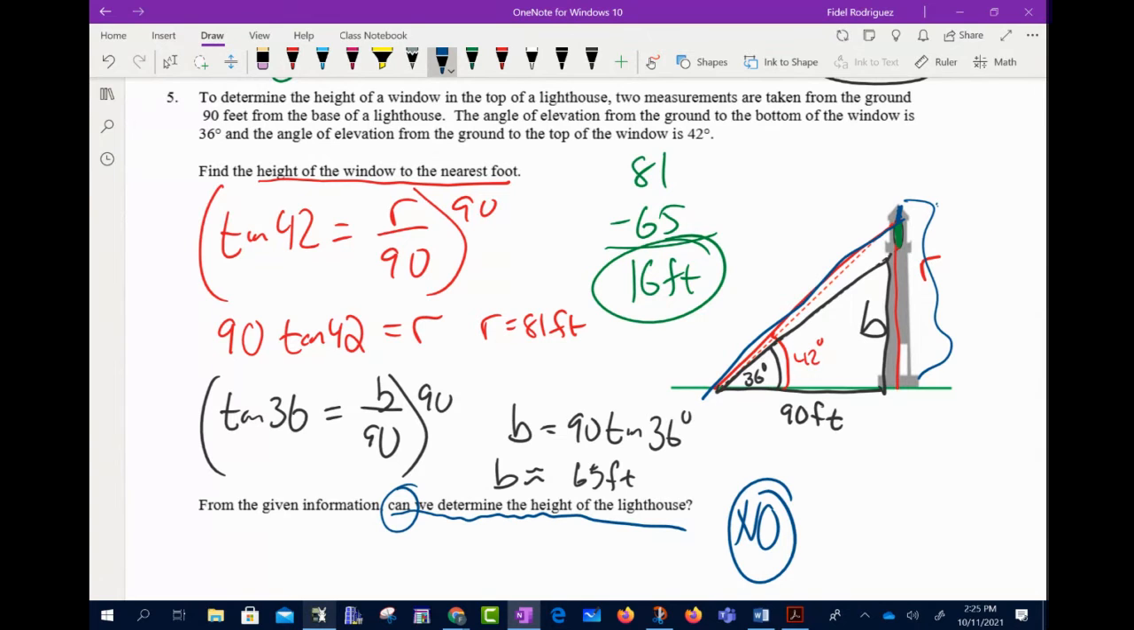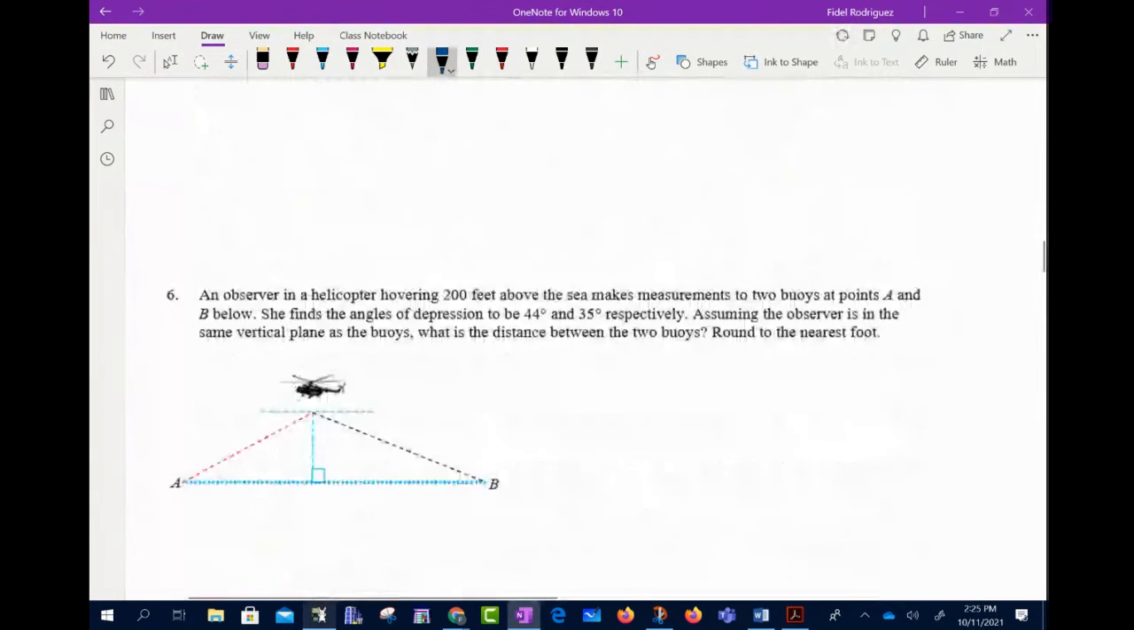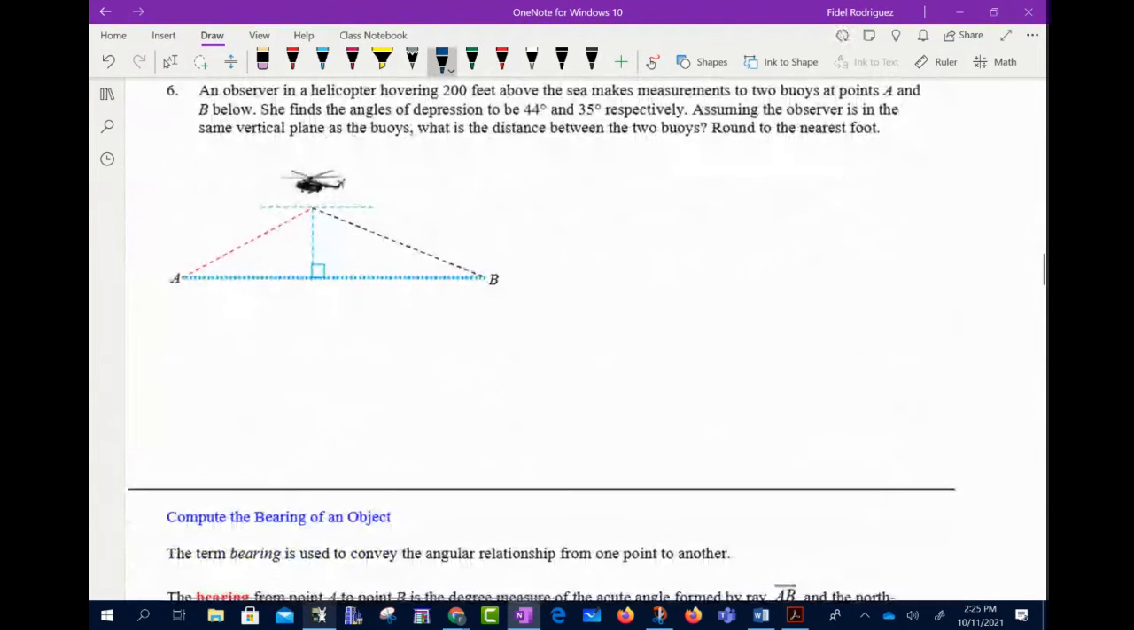Just like way before when we subtracted, if we knew how tall it was from the top of the window to the top of the lighthouse, we would just add it to that 81. But no, we can't do it. Okay, good. That's what it's asking us, if we can, and we said we cannot.